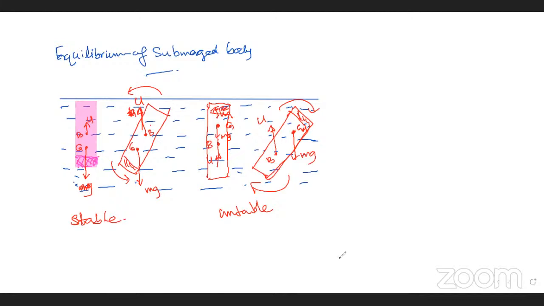You need to consider that for a stable equilibrium, the center of gravity should be below the center of buoyancy. And if it's unstable, it's the vice versa, right?